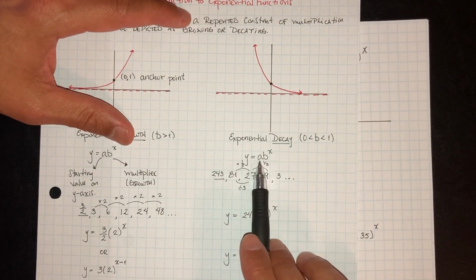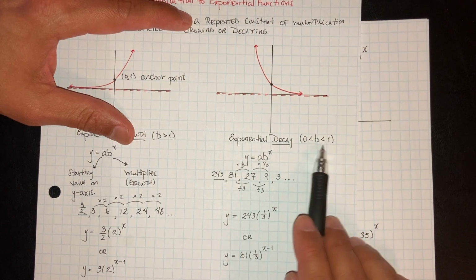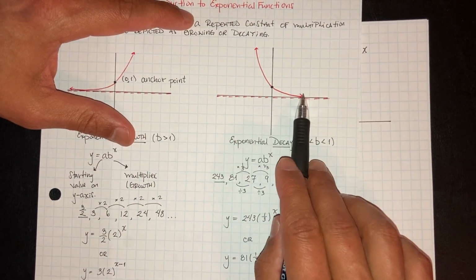When the B value is between 0 and 1, it's going to be decay. It's going to look like this.